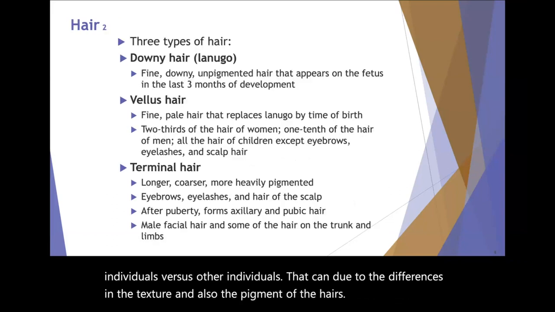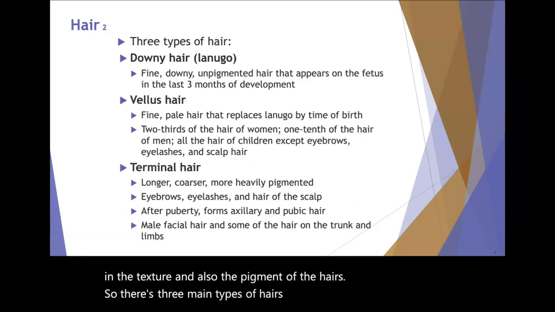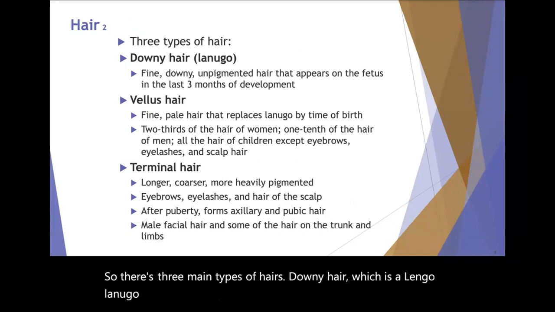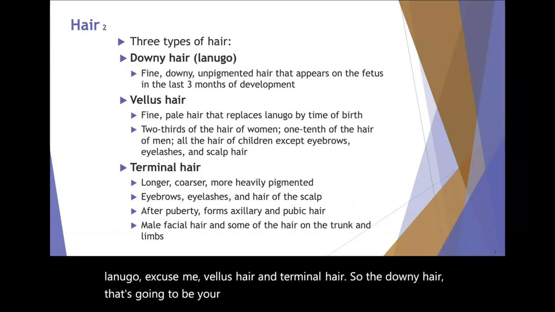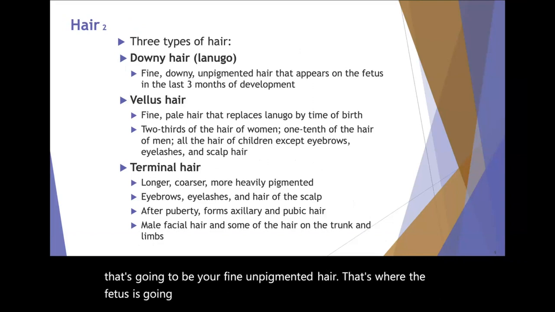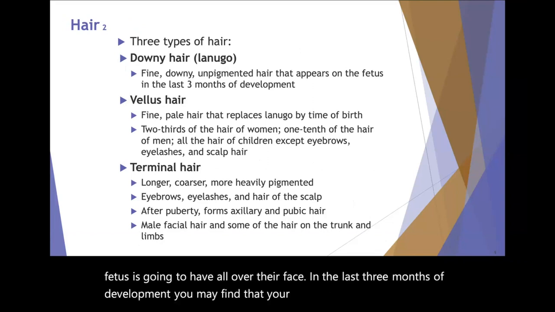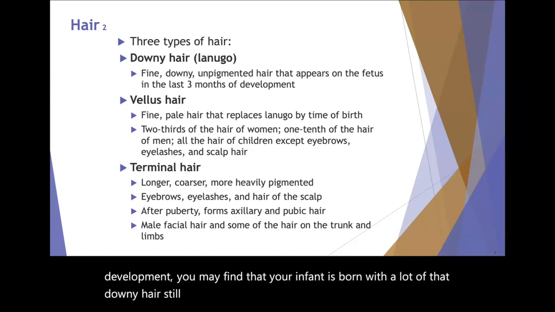So there's three main types of hairs: downy hair, which is lanugo, vellus hair, and terminal hair. So the downy hair, that's going to be your fine, unpigmented hair. That's where the fetus is going to have it all over their face. In the last 3 months of development, you may find that your infant is born with a lot of that downy hair still on their forehead, maybe covering up their face.